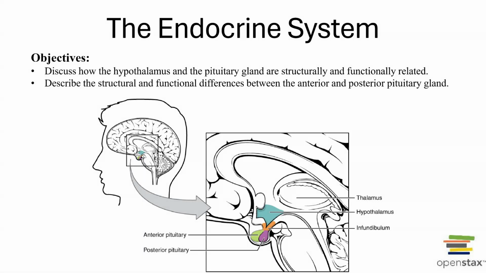In summary, the hypothalamus and pituitary gland are connected through the infundibulum and function as an integrated component of the endocrine system. While the hypothalamus directly releases hormones through the posterior pituitary, it uses releasing hormones to indirectly regulate the production of hormones by the anterior pituitary gland.